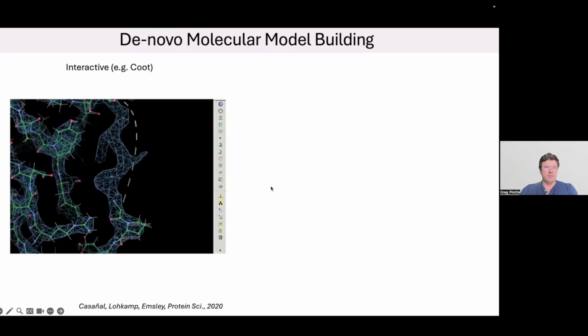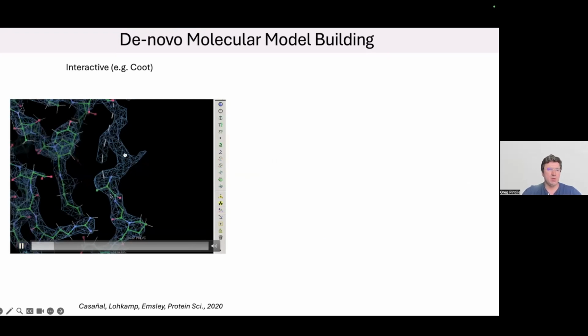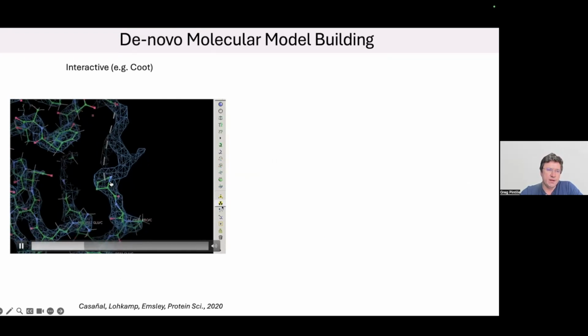Okay, so now let's get into how we actually model these maps. If you have a map that's relatively high resolution, the go-to for interactive building is still Coot. I think a lot of people, and we also, use Coot a lot. In Coot, if you see the protein backbone, you can start to build a model using these little widgets. So here I added a residue. It won't know by itself what the actual residue is. So here, this looked a bit like a proline, so this was mutated to a proline.